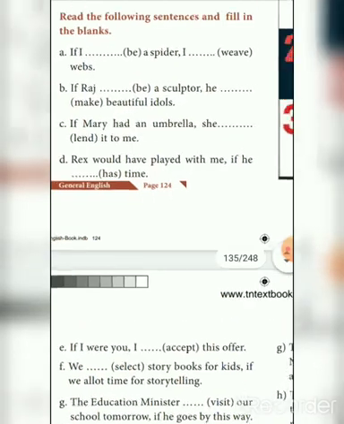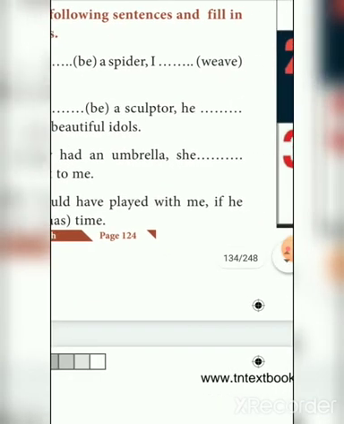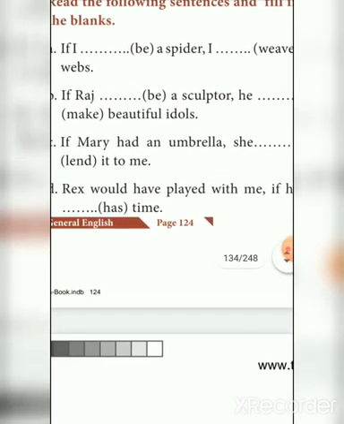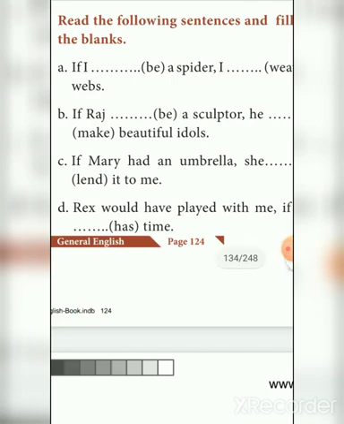See the first question. If I dash be a spider, I dash weave webs. Be is the base form of the verb. You know, is, am, are, or was, were. Is, am, are we can use in present tense. Was, were we can use in past tense. Okay, now listen. Can you guess what condition this is? First question. Yeah, you are correct.